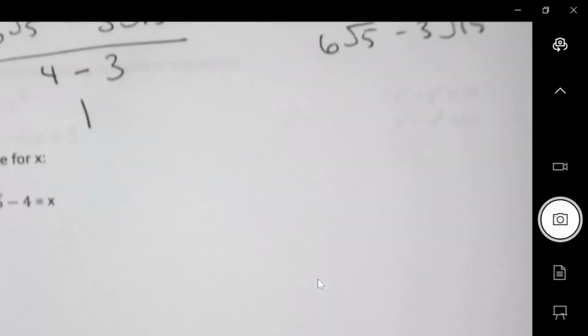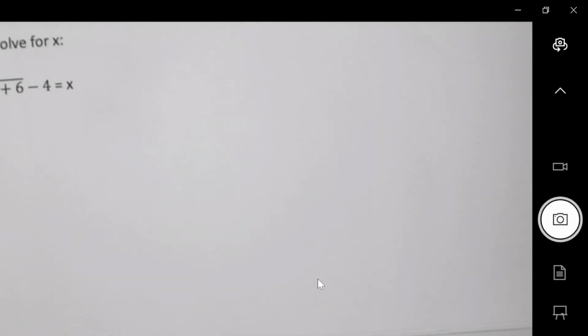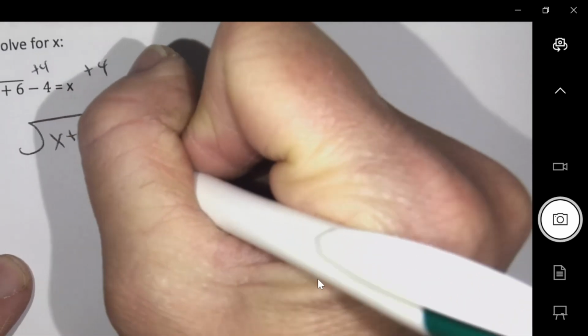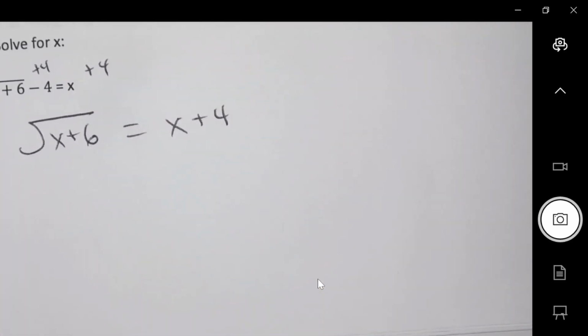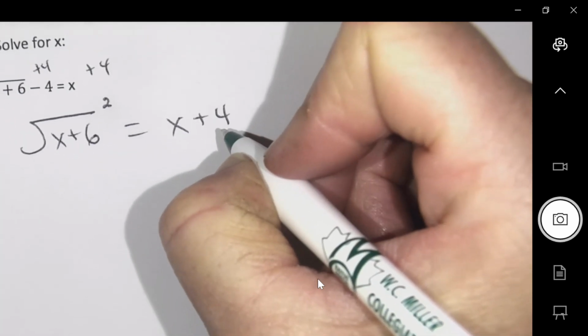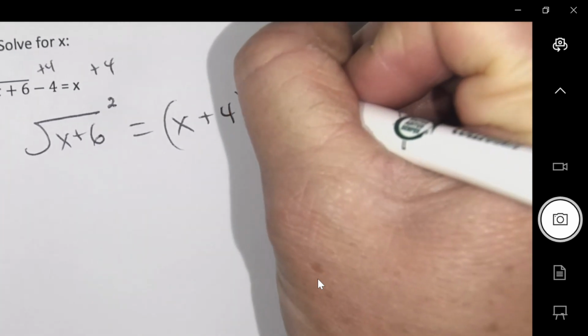Okay, solving a radical. Okay, step 1, what should I do? What would be a good idea just to start? Add 4. I can't put them together. All right, what's a good idea now? Square. Okay, if I'm thinking squaring, I'm squaring this unit then.